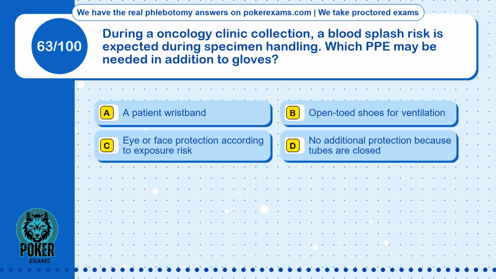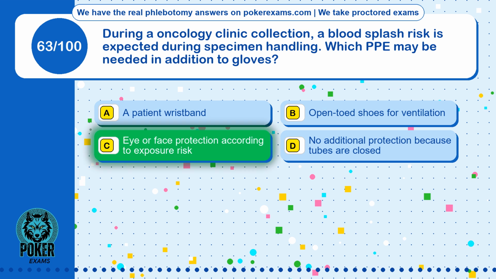Question 63. During an oncology clinic collection, a blood splash risk is expected during specimen handling. Which PPE may be needed in addition to gloves? Option A. A patient wristband. Option B, open-toed shoes for ventilation. Option C, eye or face protection according to exposure risk. Option D. No additional protection because tubes are closed.